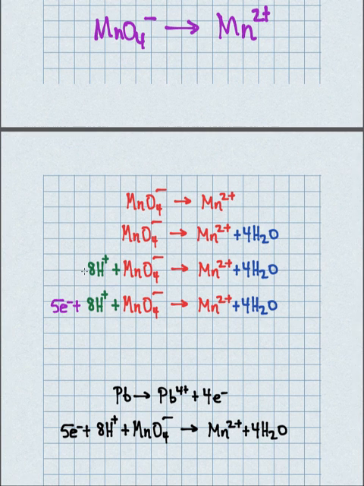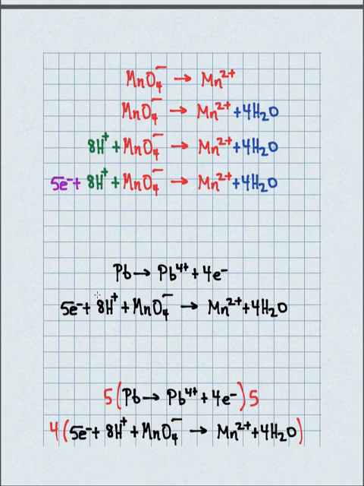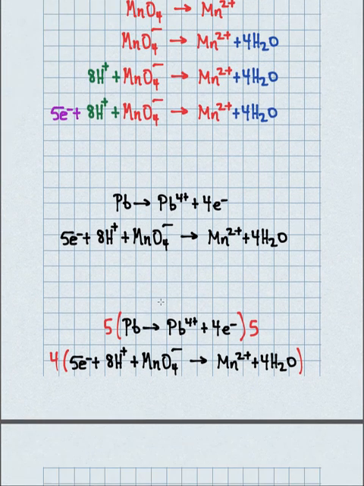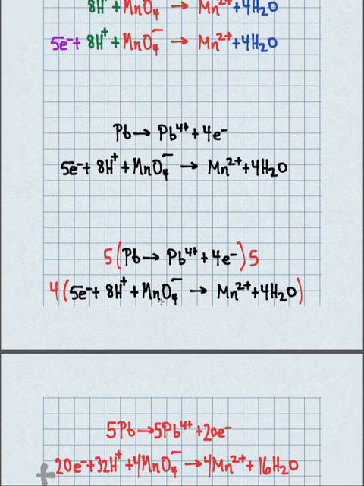That adds up to 7 positives on the left, which is 2 greatly positive. So I add some negatives to this side to make the charges balance out. Then I see 5 electrons gained compared to 4 electrons lost. How do I make 5 gained and 4 lost match up if I hope to make these two half reactions match together? And the answer is you take this whole mess times 5.